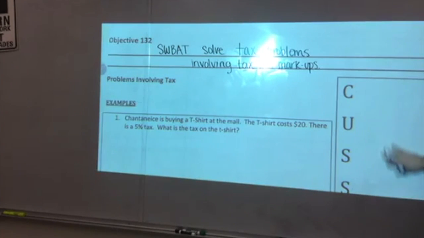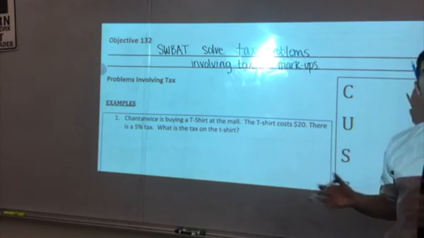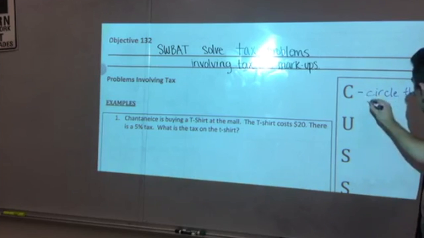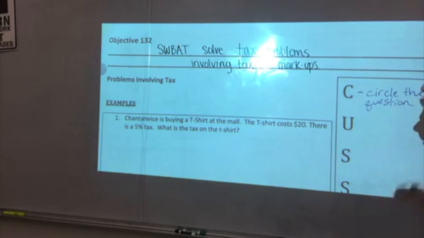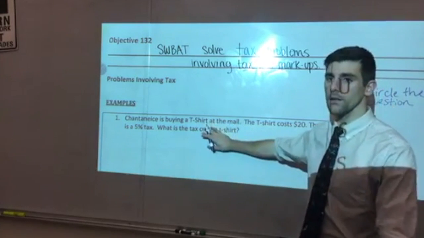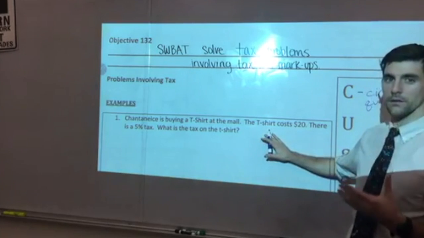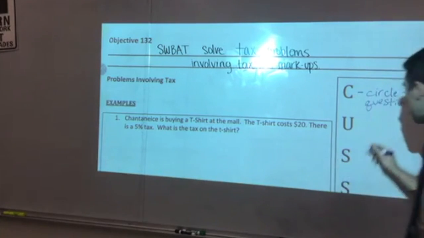Before we start problem one, I want to remind you about our CUS acronym, just a good way to make solving word problems a little bit easier. Recall that the C stands for circle the question. And also, when you circle that question, take a second to process what you're being asked to solve. We've seen students who circle it really well, but then don't end up answering the question. So make sure once you circle it, you take a second to process, what do I have to figure out?